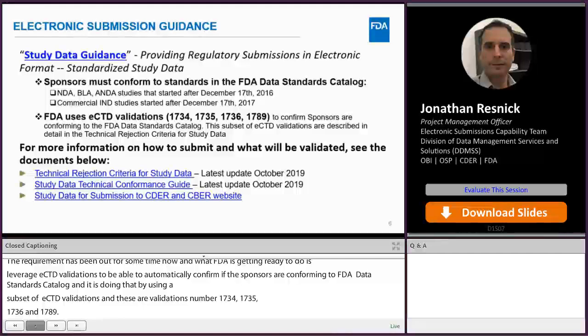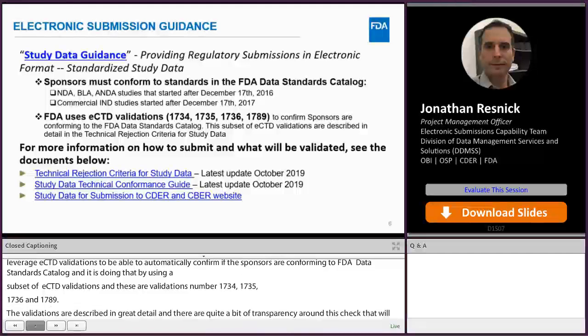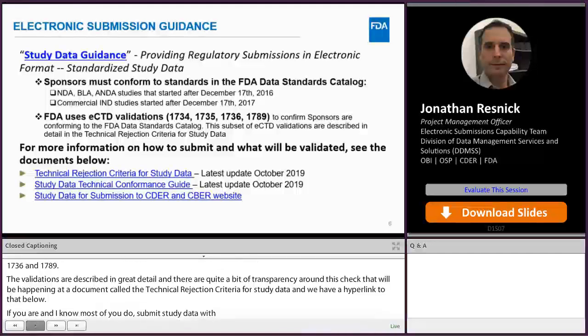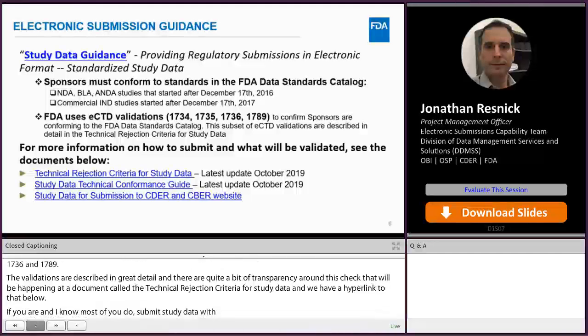So if you submit study data with your ANDAs, and I know most of you do, it is vital that you become very familiar with the documents below, the Technical Rejection Criteria for Study Data. My colleague Heather Crandall will be talking about that, the Study Data Technical Conformance Guide, as well as the website that CDER and CBER have on fda.gov for submissions of study data.